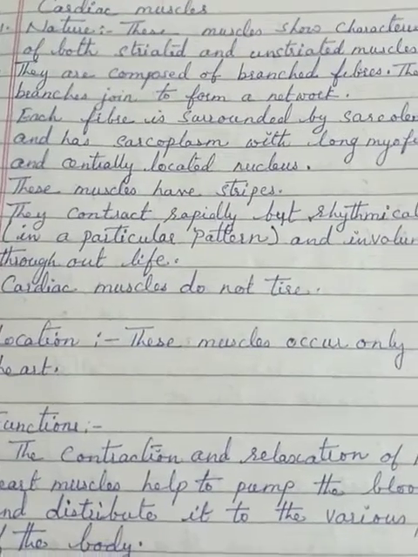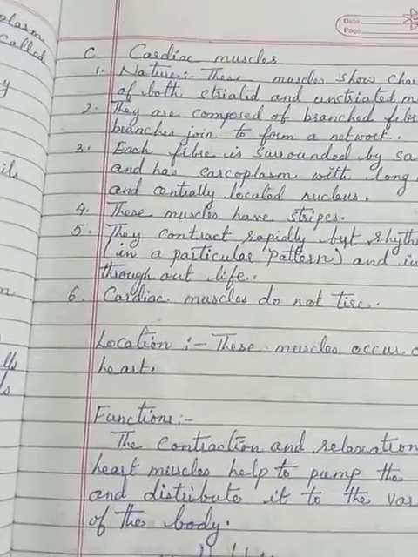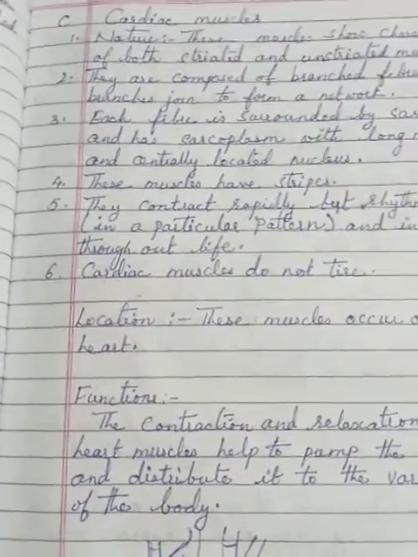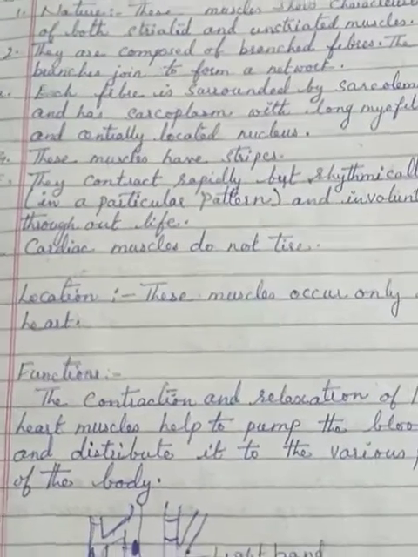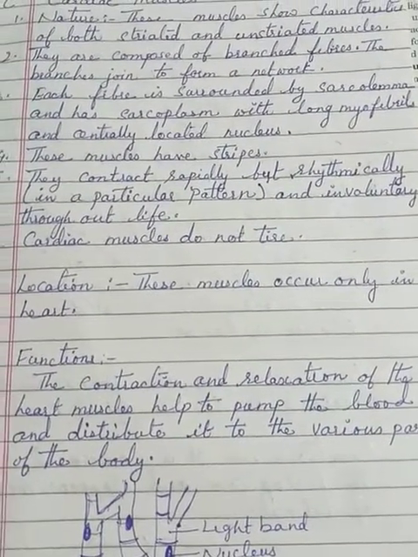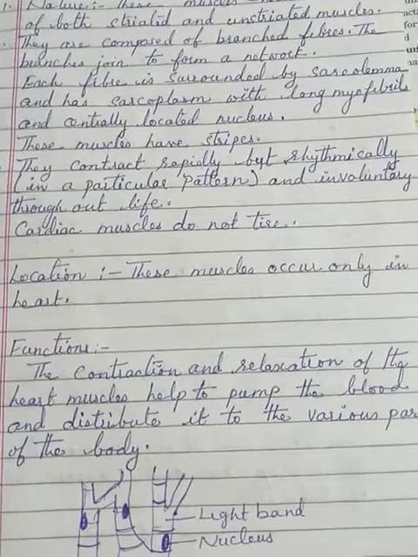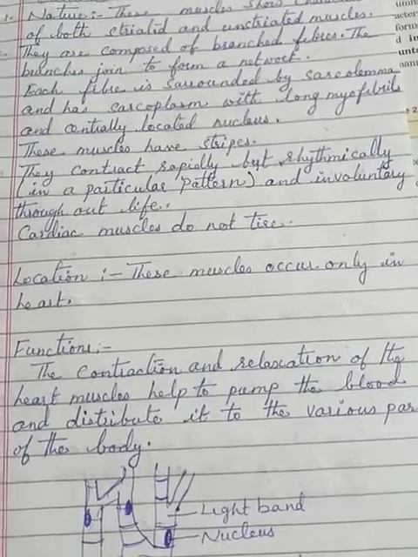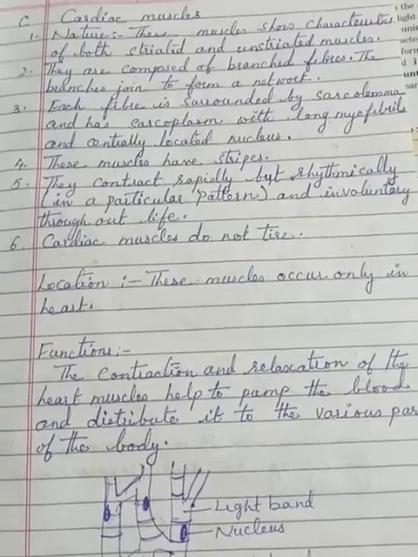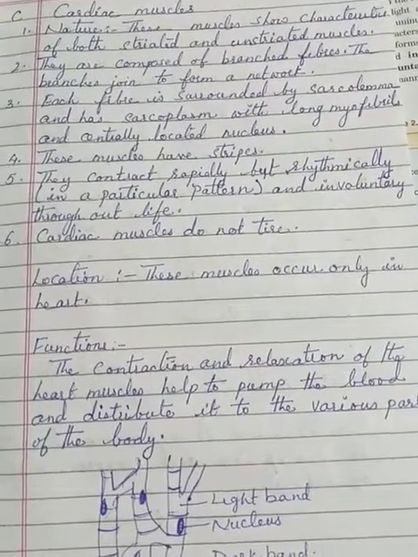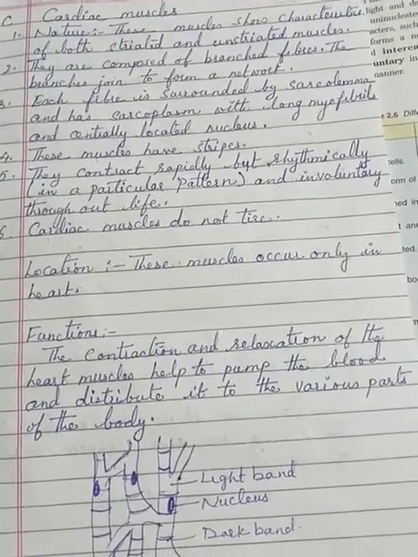These muscles have stripes, as the striated muscles are the striped muscles. We can see the light and dark bands in the striated muscles. In the same way, these muscles are also striated. They contract rapidly but rhythmically in a particular pattern. They contract rhythmically and involuntarily throughout their life. These muscles are involuntary, that means they are not in our control.